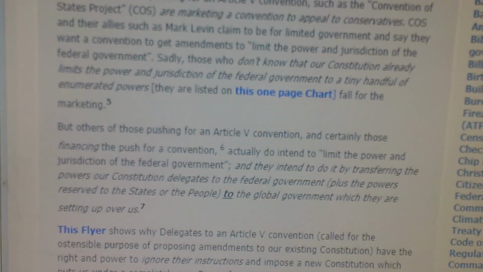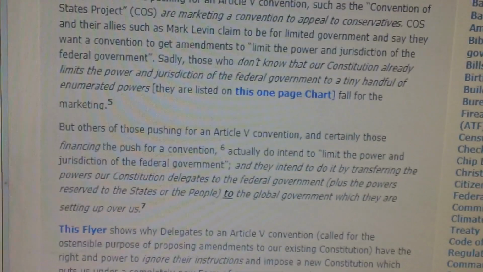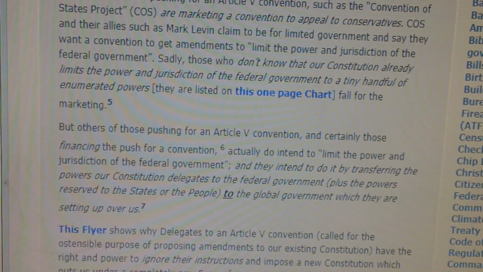So, some of those pushing for the Article 5 Convention, such as the Convention of States Project, are marketing a convention to appeal to conservatives. The Convention of States and their allies, such as Mark Levin, claim to be for limited government, and they say they want a convention to get amendments to limit the power and jurisdiction of the federal government. Sadly, they do not know the Constitution already limits the power and jurisdiction of the federal government to a tiny handful of enumerated powers.